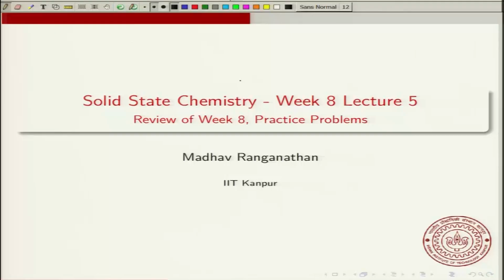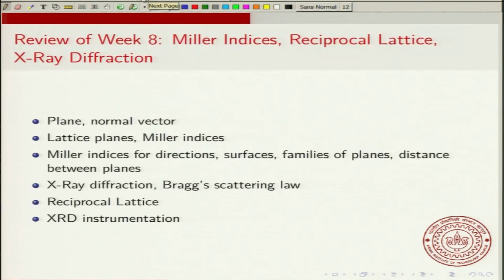So, week 8 lecture 5 will be review of week 8 and practice problem. Let us first review what we learnt. So, in this week we learnt Miller indices, reciprocal lattice and X-ray diffraction. So, we learnt how to represent a plane, how to represent a normal vector.